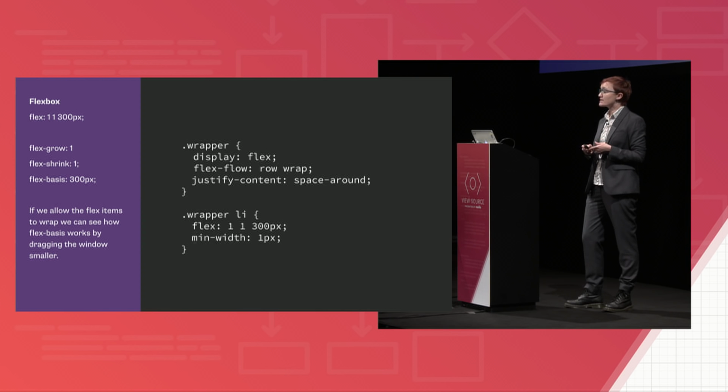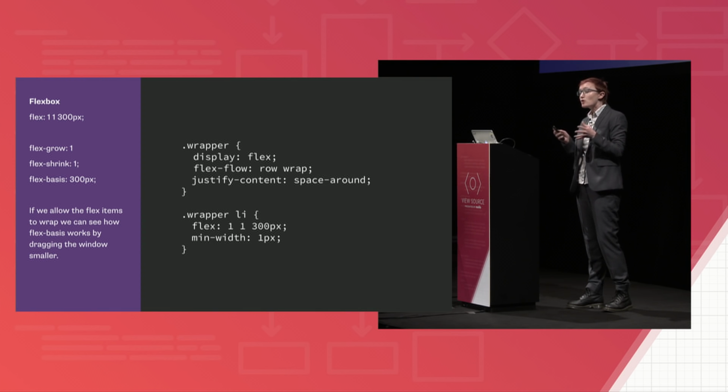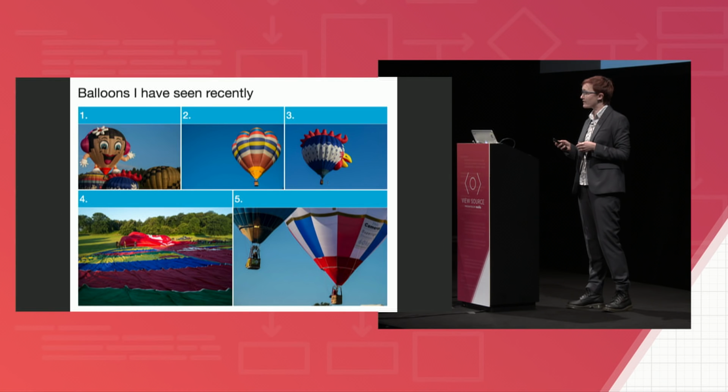If we allow the items to wrap and we add some extra items, we can drag the window smaller. And when the box gets smaller than 300 pixels, a box will wrap onto line 2 to try and maintain that kind of width. And as the boxes can grow from their flex basis, the boxes on row 2, where I've only got 2 boxes, split the space between them. They don't line up with the items above. Each row is treated as a flex container of its own.